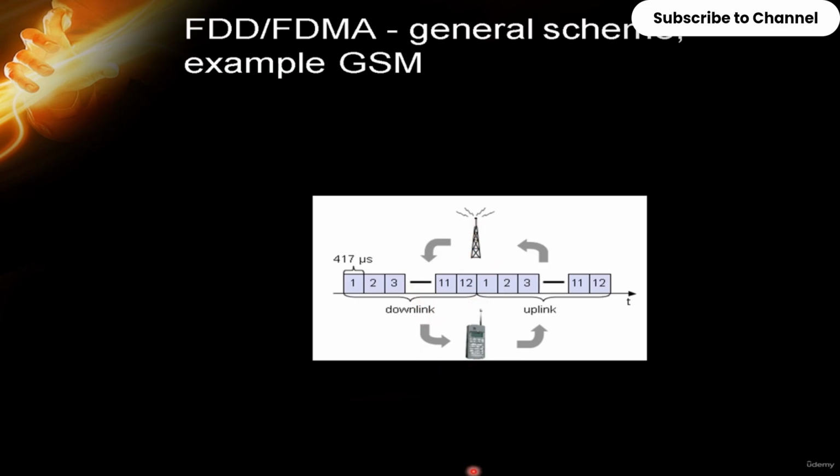Here the base station is there and the mobile node is there, and the downlink frequencies and uplink frequencies are allotted by the particular channel, and it is communicated accordingly. These are operated in 417 microseconds. Likewise, the frequencies are allotted for uplink and downlink communication.